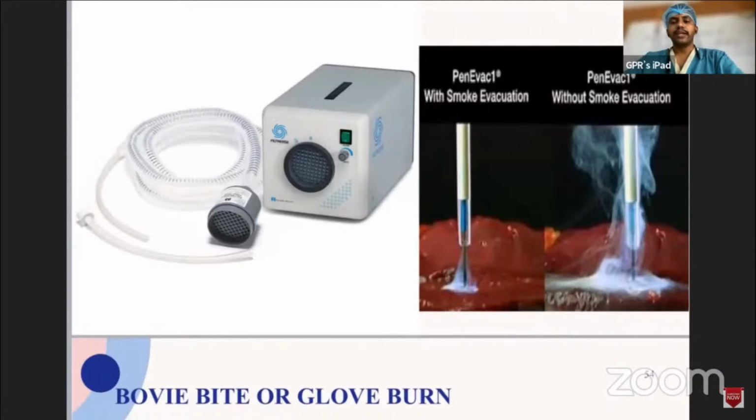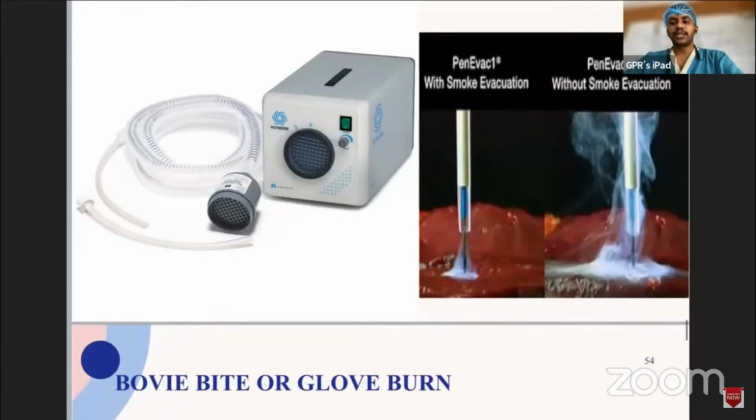Surgical smoke can initially cause eye irritation, sore throat, lung irritation and emphysema. Later, it can produce carcinoma lung.